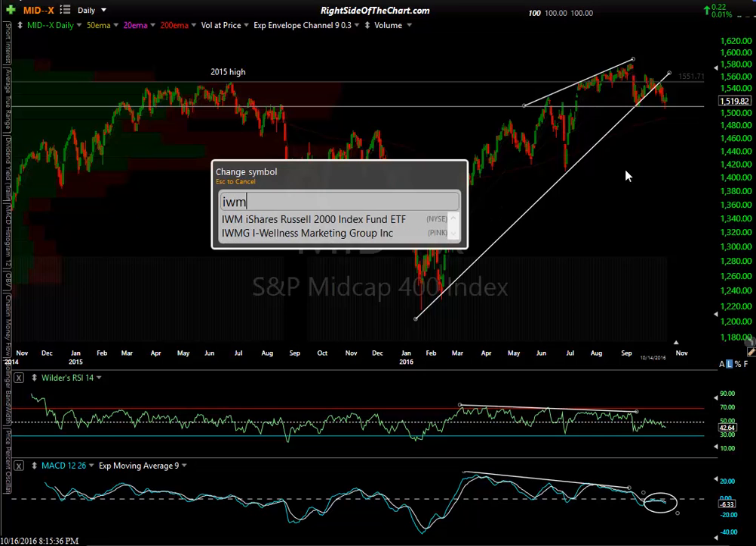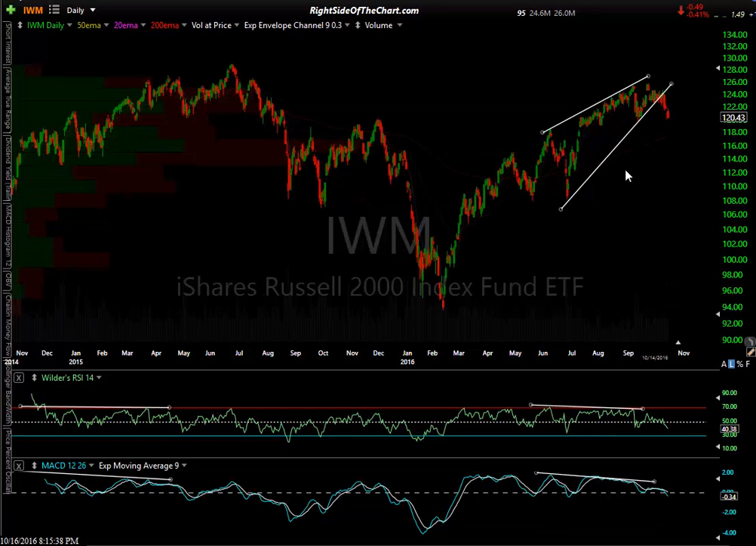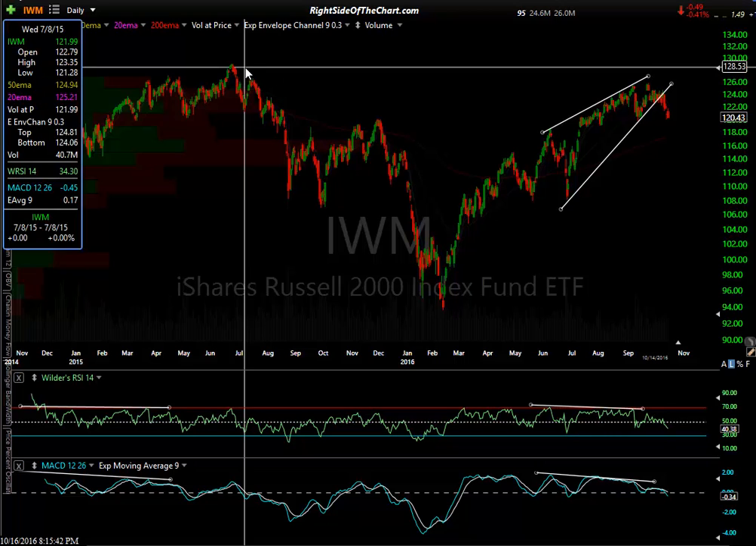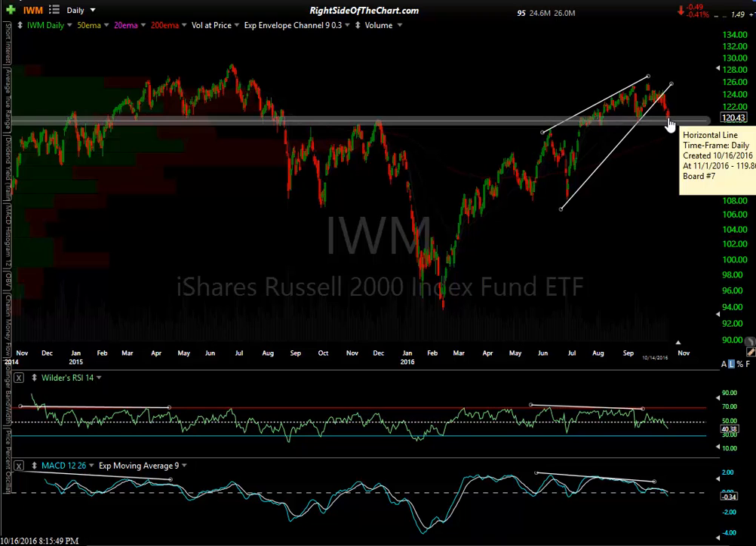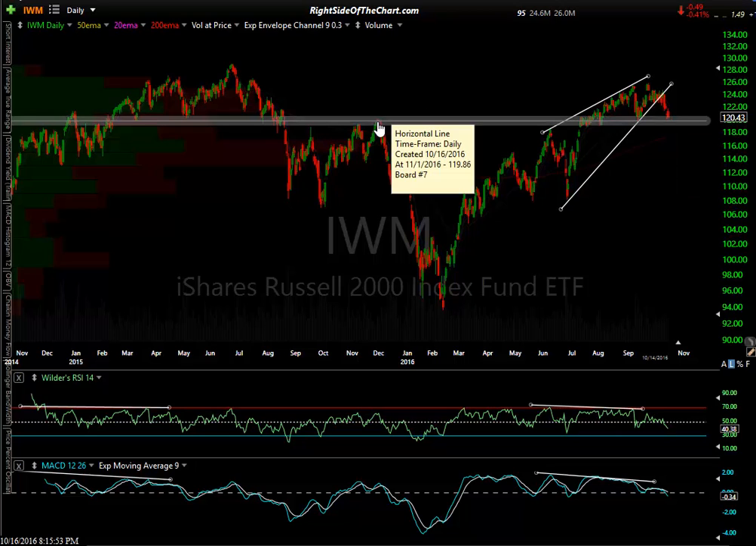Look at IWM. Same thing, bearish rising wedge breakdown. The small caps haven't even come close to their highs back in 2015, and like everything else, you can see that we're flirting with those previous reaction highs back here, as well as some reaction highs back in 2015.